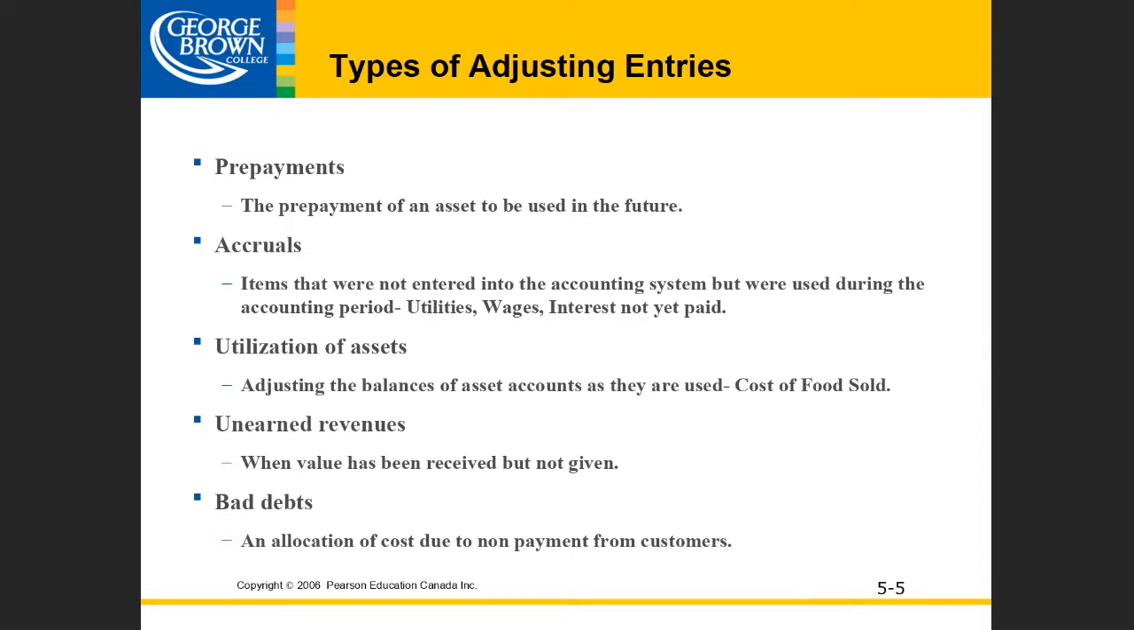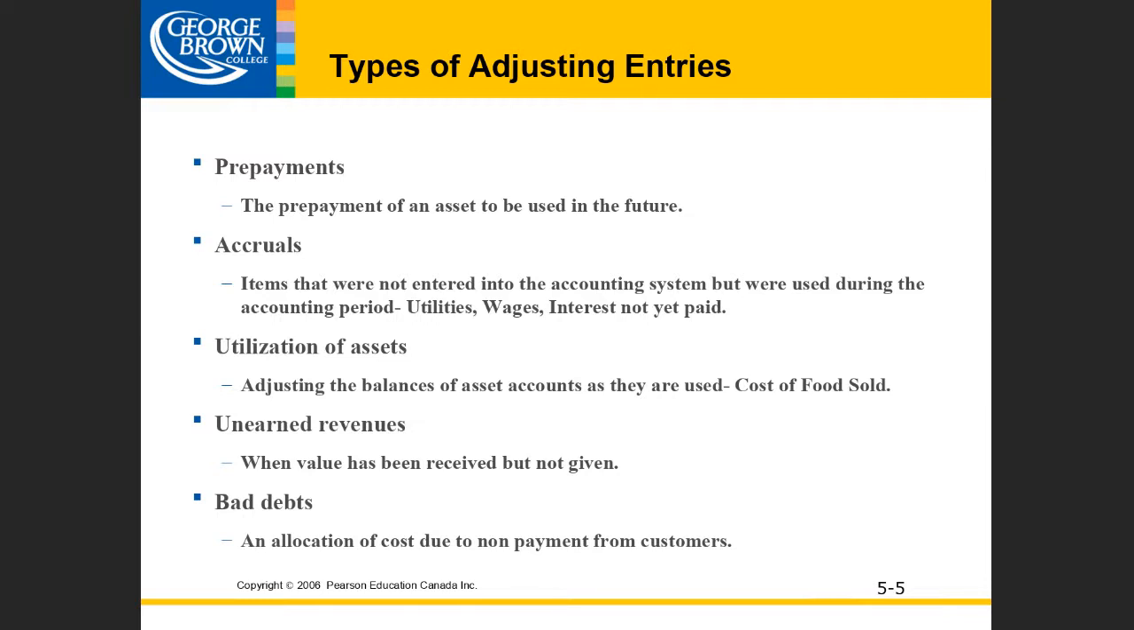There are also various accruals, okay? So these are items that were not entered into the accounting system but were used during the accounting period, okay? So this is things like wages, utilities, expenses that were incurred but they were not paid as of yet or recognized as of yet, okay?